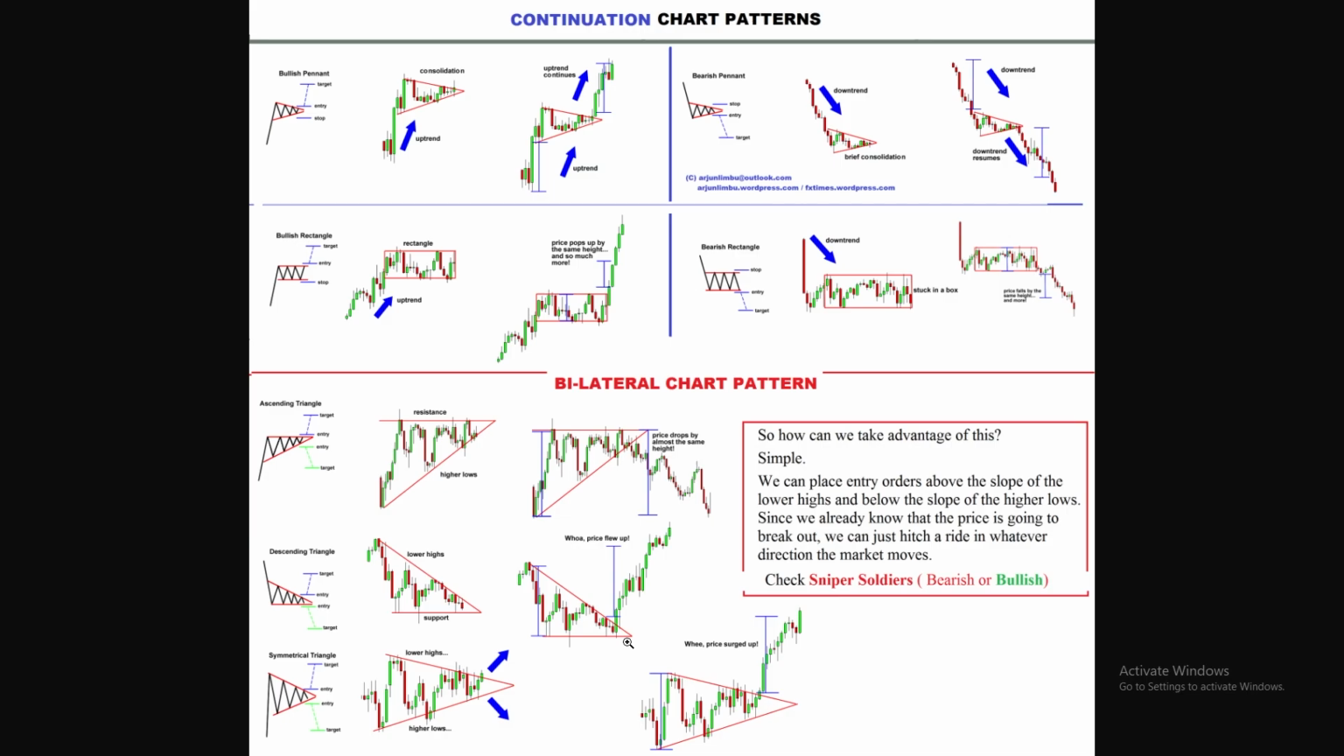But over time, when you chart more, you're going to understand these patterns. You're not going to need to Google them. You're just going to be able to identify them on the chart.